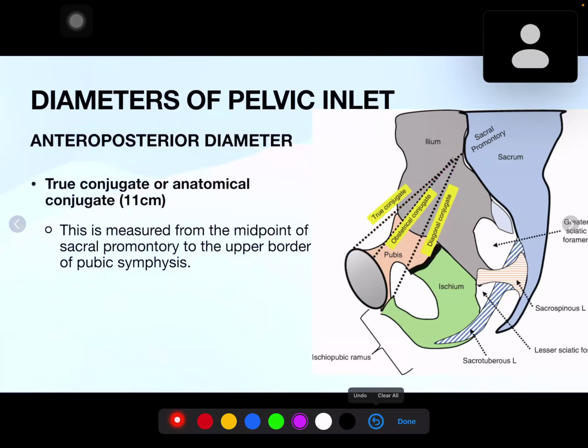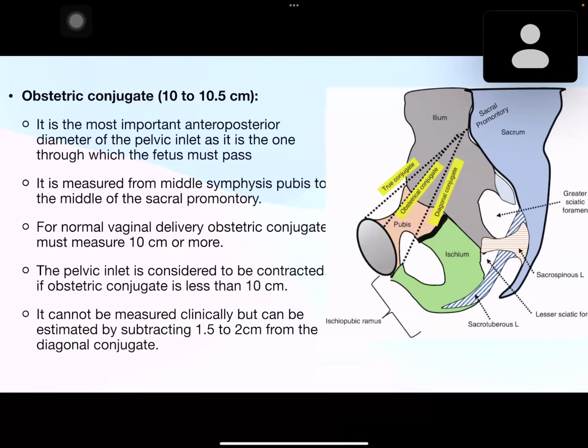So, what are actually these conjugates from the midpoint of sacral promontory to the upper border of pubic symphysis? Okay. Now, I told you previously it is an 11 centimeter conjugate, the true conjugate. Okay. Now, what is the obstetric conjugate?